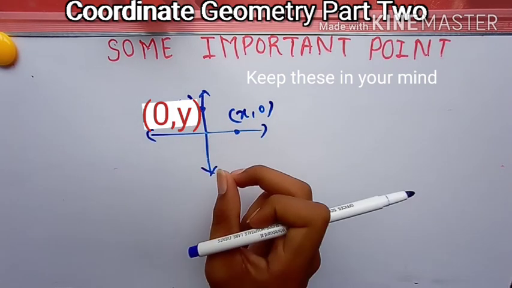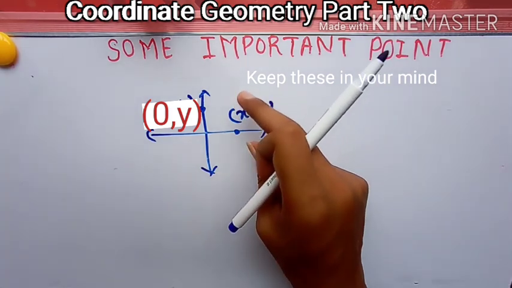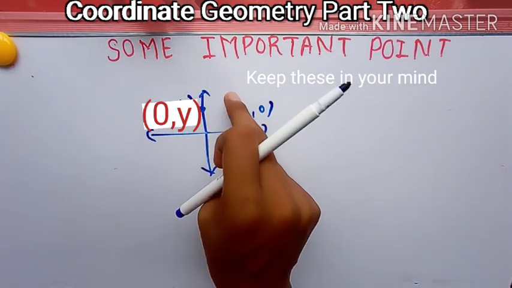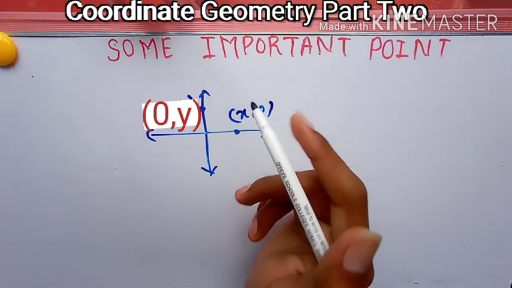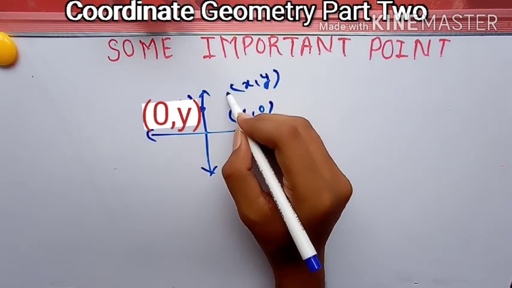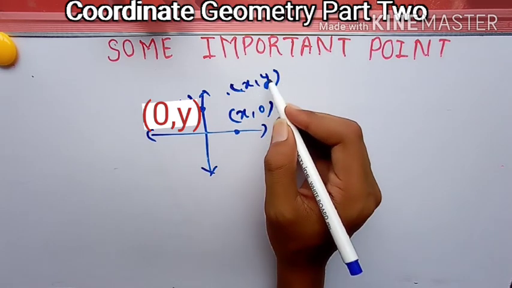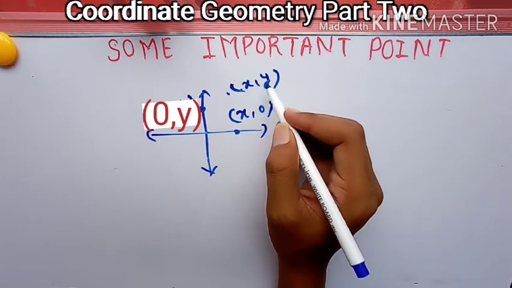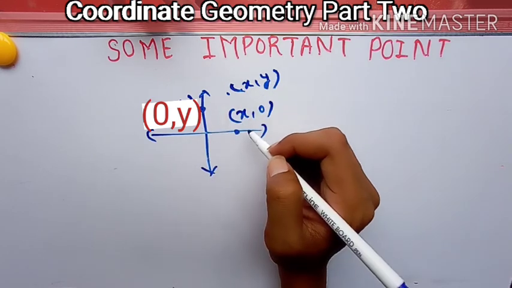0 comma y for the y-axis. Any point on some other plane like the first quadrant, second quadrant, third, fourth, you will choose as only x comma y. Understand? You will not use signs by your own. Did you understand this? Very good. So these 3 points you should keep in your mind.